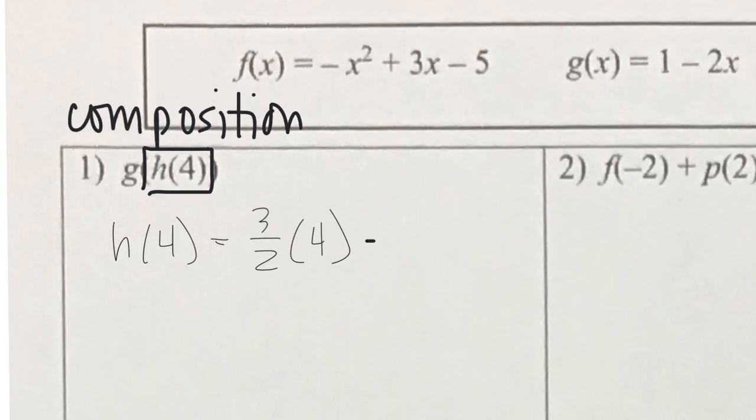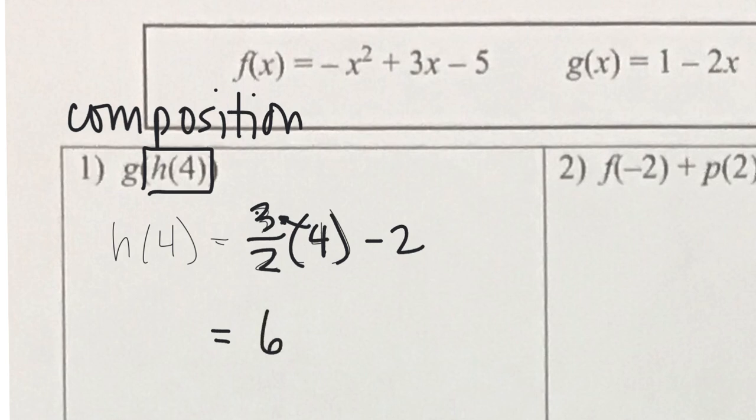minus 2. Okay, so here we have some 5th grade fractional multiplication, right? When I have a whole number times a fraction, right? What is our process for multiplying whole numbers and fractions? So 3 times 4 is 12. 12 divided by 2 is 6. 6 minus 2 is 4.